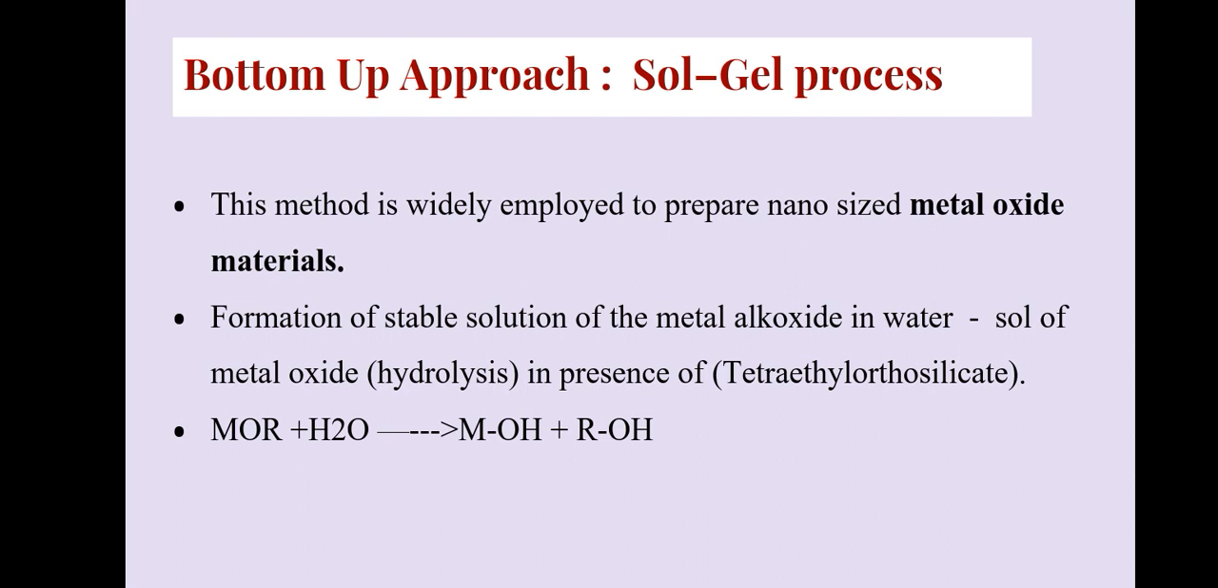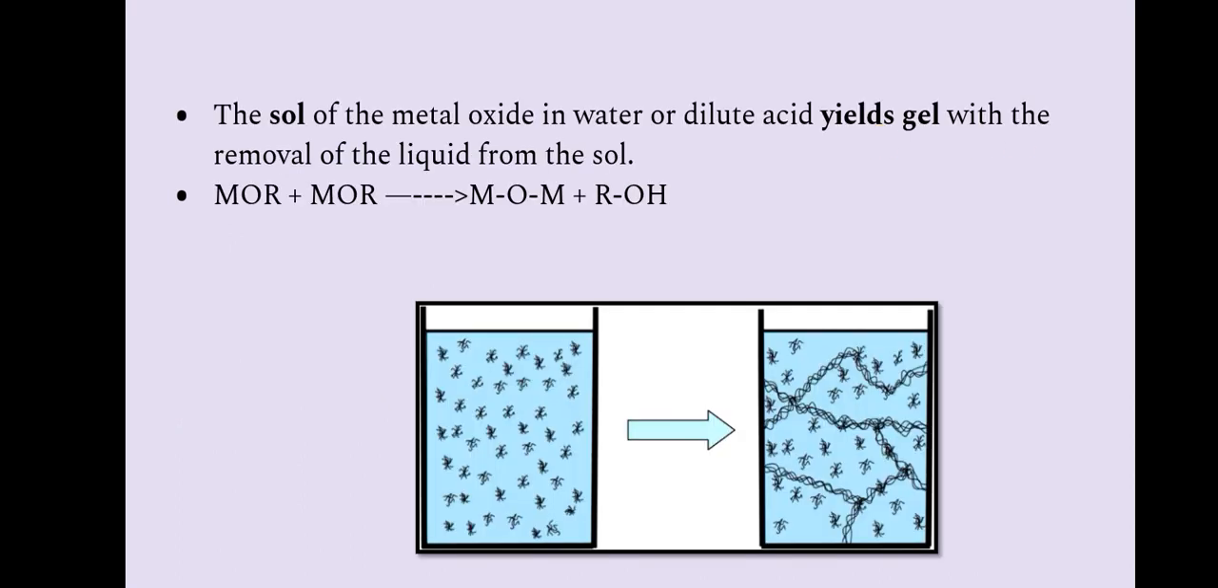MOR is referred to as a precursor. Precursor means the starting reagent of a process. MOR means a metal alkoxide, that's a metal and an alkyl group which is linked by an oxygen. By hydrolysing the metal alkoxide, we get a solvated system, MOH, which is referred to as the sol. The second step is the sol of the metal oxide in water or dilute acid. It yields gel with the removal of liquid from the sol.